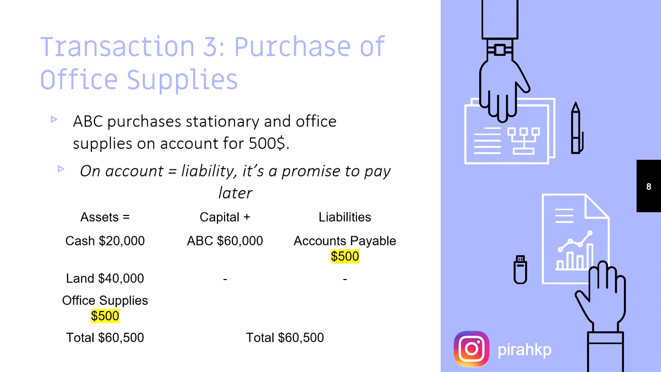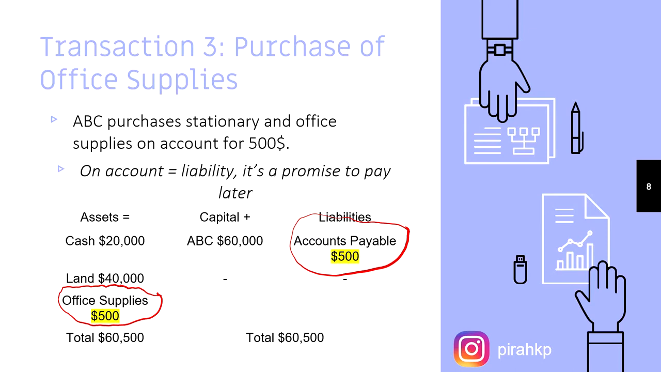So what happened here? What happened was we got extra assets. Alright, so we will write office supplies $500. Now it was on liability. So we are going to write liabilities, accounts payable $500. Payable, when you are going to pay something, okay, as a business, then you say payables.